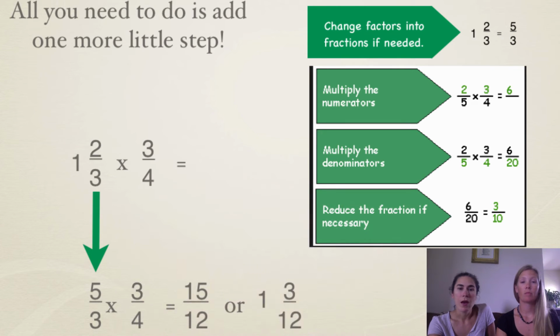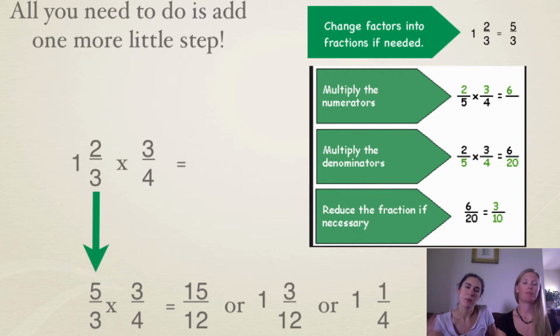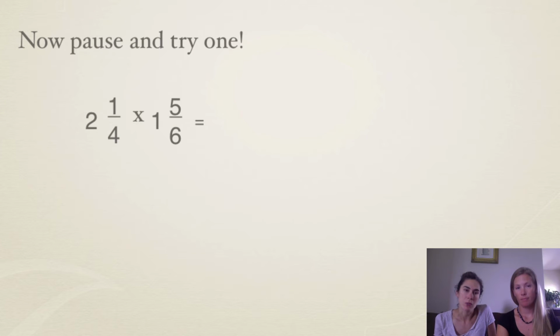So now we have 1 3/12, so at least it's a mixed number. It's not an improper fraction, and then you're getting really good. Still not simplified. Now you can see that 3/12 can be simplified into 1/4. Yep. So that is all you need to do when you're dealing with mixed numbers and having to multiply them.